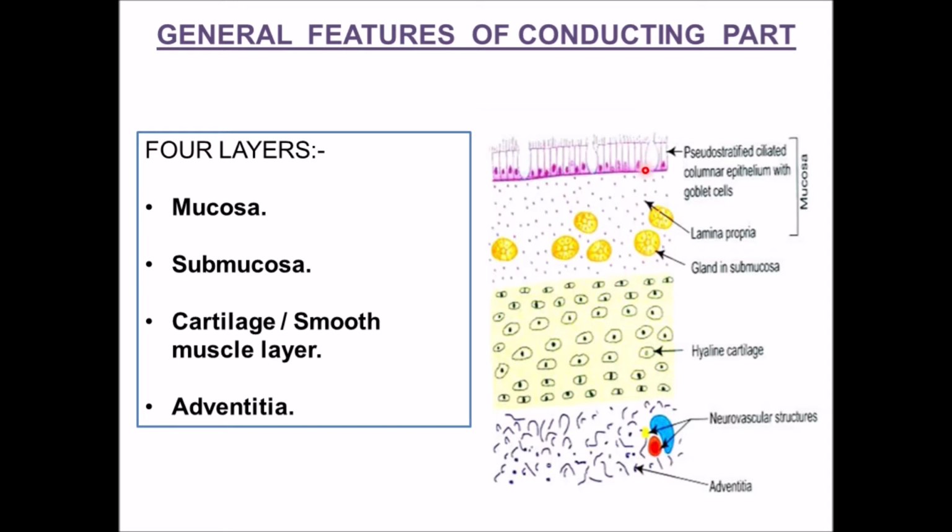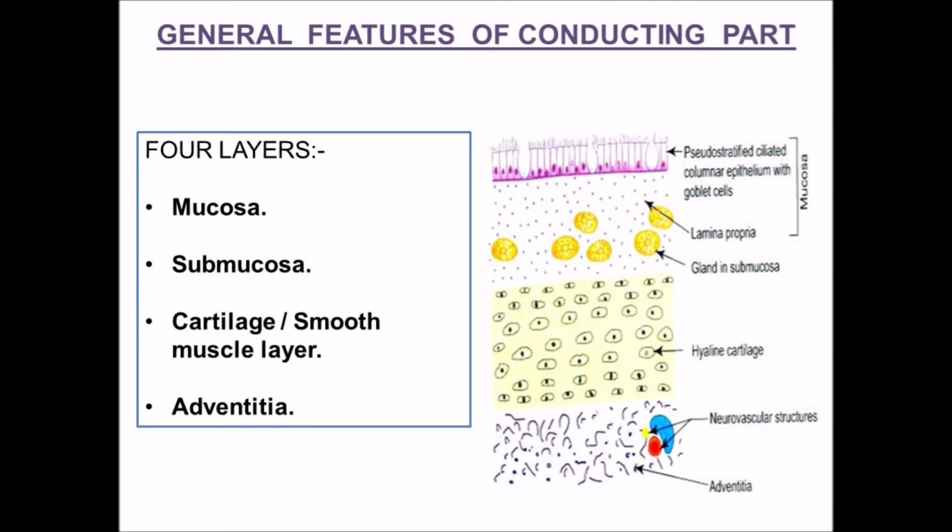Deeper to the lining epithelium, next layer is the lamina propria. Now this lamina propria is mainly occupied by the connective tissue fibers, blood capillaries, macrophages and lymphocytes. In the submucosal layer, we have some seromucous glands. These seromucous glands secrete their secretions and their ducts pass through the lamina propria and the lining epithelium and open into the lumen.